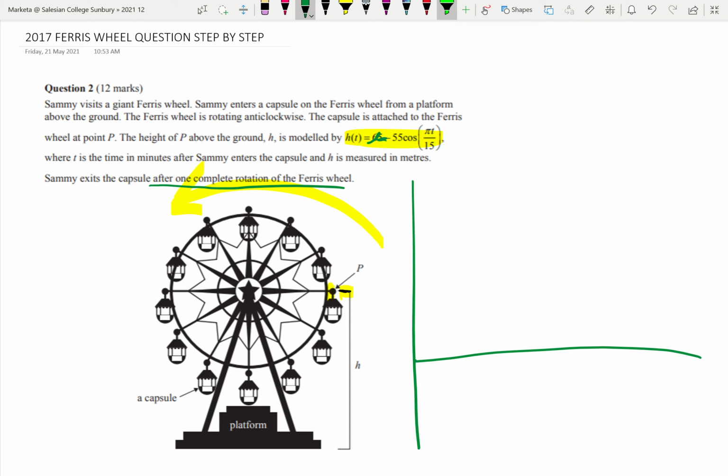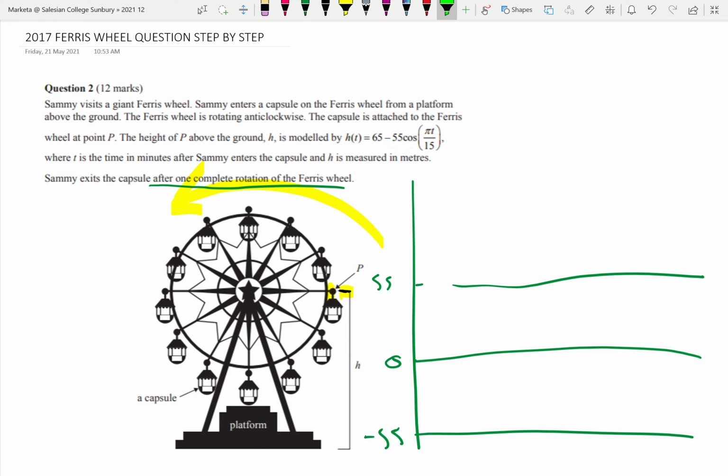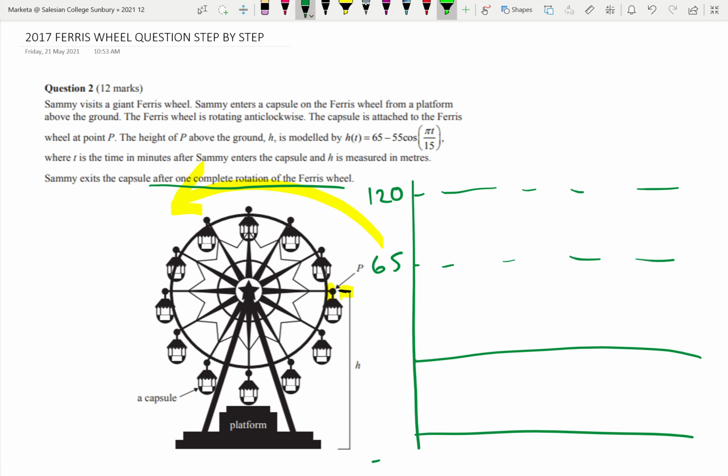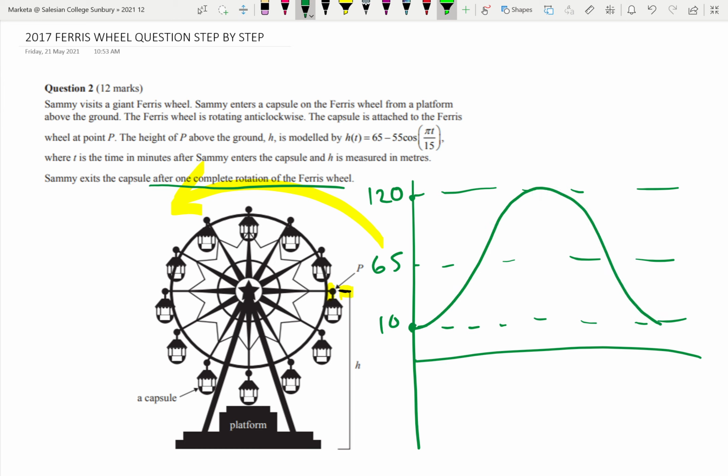So if we did not have that part, it would be 55 to negative 55, and the middle would be 0. Because we're going up by 65 units, we're adding 65 to each of those. So that means our new maximum height would be 120. The new middle part, 0 plus 65, will be 65. And of course, negative 55 plus 65 is 10. So this is a negative cos graph, so it will look like this.